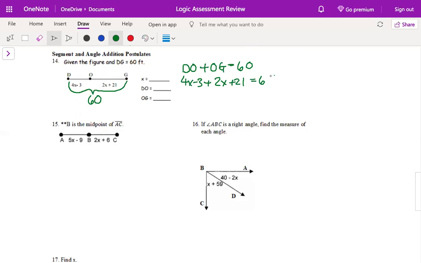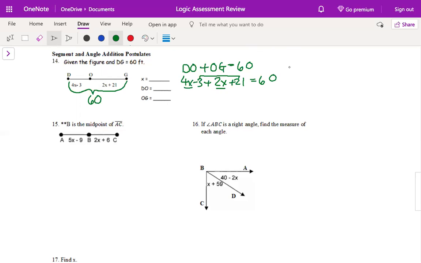And that equals 60. So I'm going to leave it for you to go ahead, combine these like terms, right? We have x terms here, and we also have numbers here. So add them all together and solve for x. And that will be your first answer.